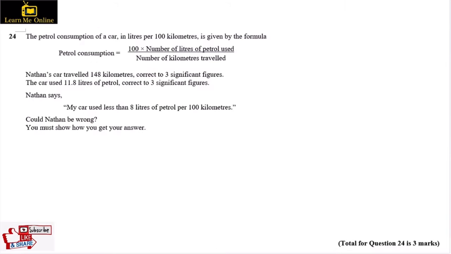We have got the next question, and it is about this formula. Let's have a read of the question; it's for 3 marks. The petrol consumption of a car in liters per 100 kilometers is given by the formula. Nathan's car traveled 140 kilometers, correct to 3 significant figures. So this is the distance.